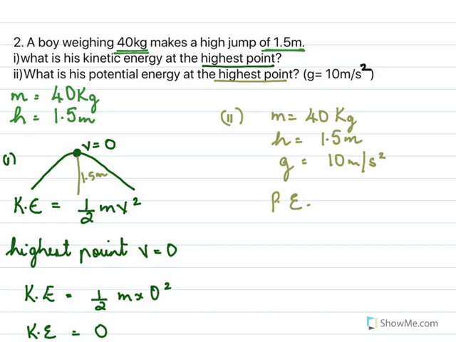Here he possesses potential energy, formula mgh: 40, g 10 and h 1.5, and when you multiply this you get the answer 600 joule. That is the potential energy at the highest point.